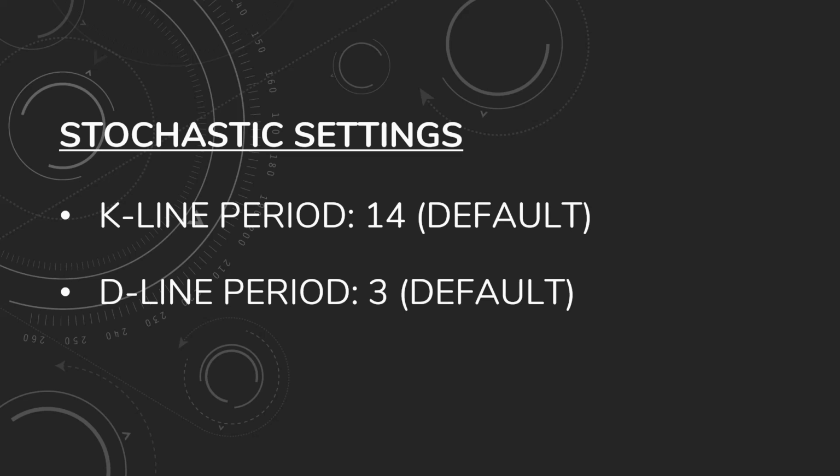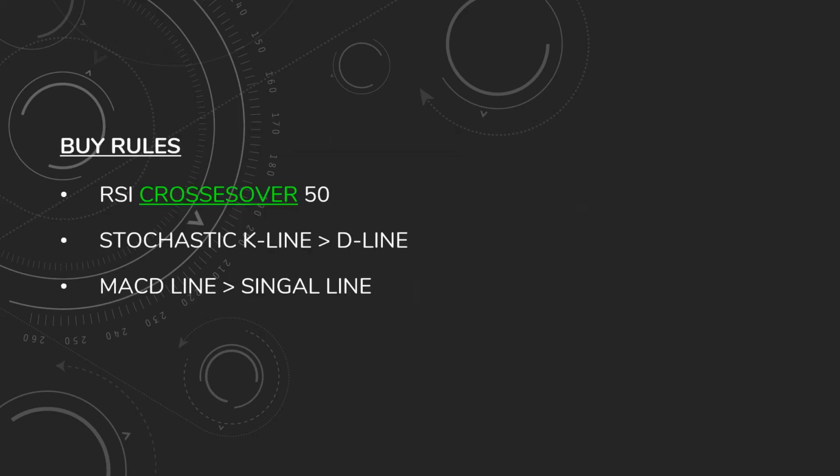So how are we going to combine all three indicators and have them work in harmony? Our entry rules for long is when the RSI crosses over 50, the stochastic indicator's fast line crossed over the slow line, and the MACD line has crossed over the signal line.